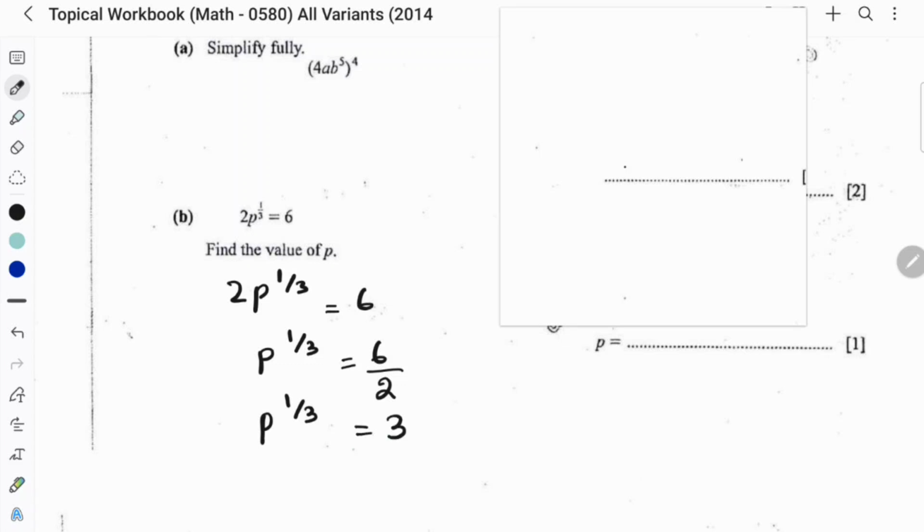As you know that it is 1 over 3, we will cube both the sides to get rid of this 1 over 3. Whenever I cube both the sides, it will cancel this. These 3s will be cancelled. So p will be equal to 3 cube, which is 27. So p will be equal to 27. If a half power is there, then you square both the sides. And if a cube root is there, then you cube both the sides. Then you will get the answer.